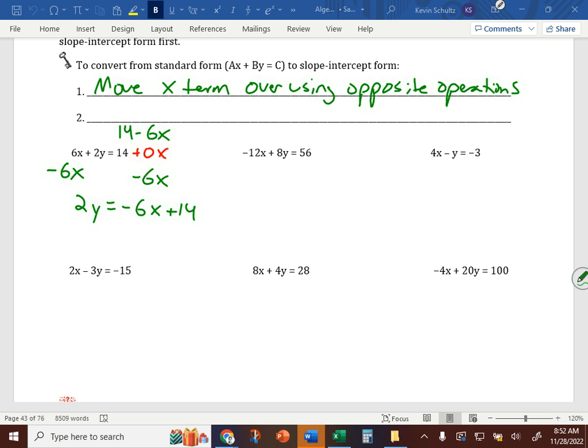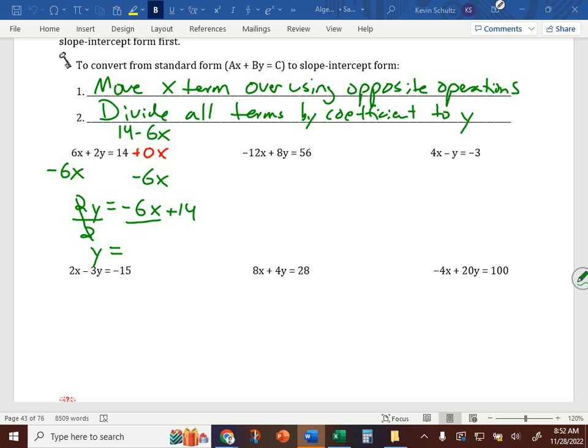Our second step is we now want to get y by itself. So what do we have to do here to get y by itself? Divide by the coefficient of y, which in this case is 2. And again, we have to divide all terms by that coefficient. Okay? Divide all terms by that coefficient of y. So we're going to be dividing by 2, right? The 2's cancel out. Y is by itself. That's what we want.